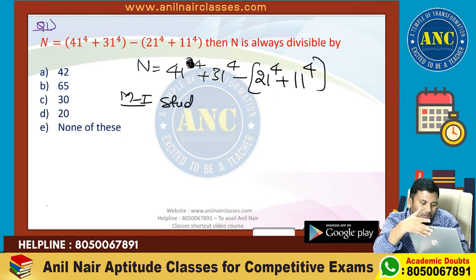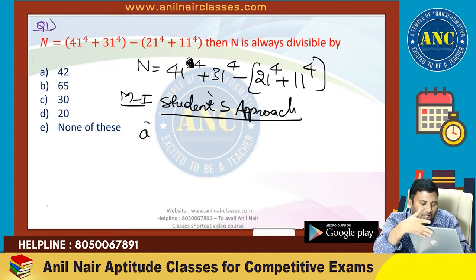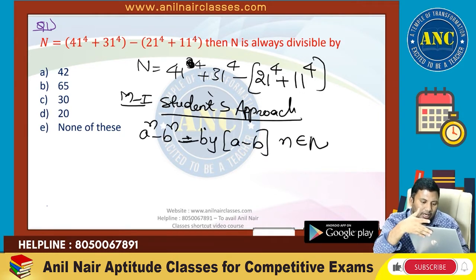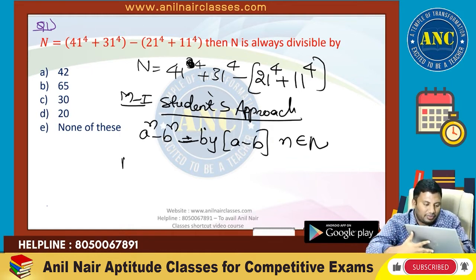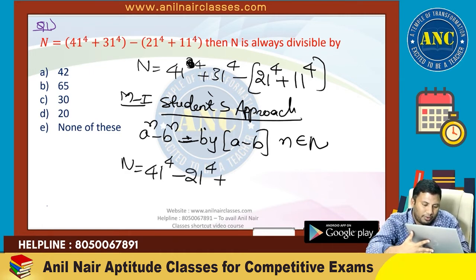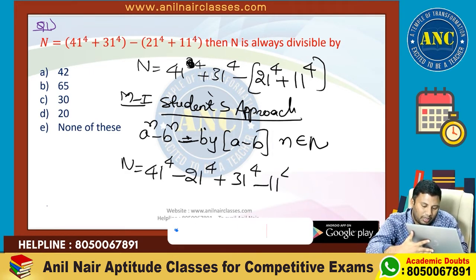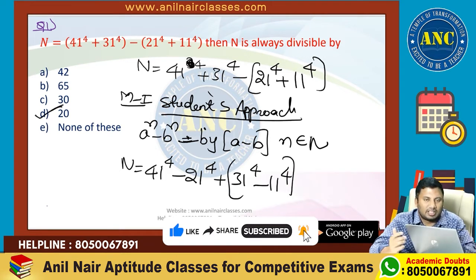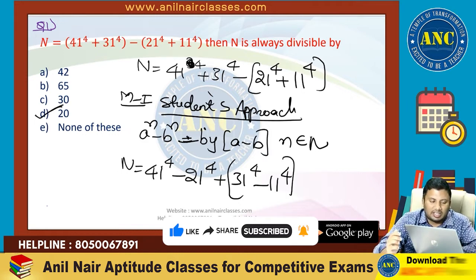Method 1, how the students will do this question is, as many of the students know, a power n minus b power n is always divisible by a minus b, if n is a natural number. Just looking at the question itself, they will tell that 41 power 4 minus 21 power 4 plus 31 power 4 minus 11 power 4, they will tick mark the answer is 20.